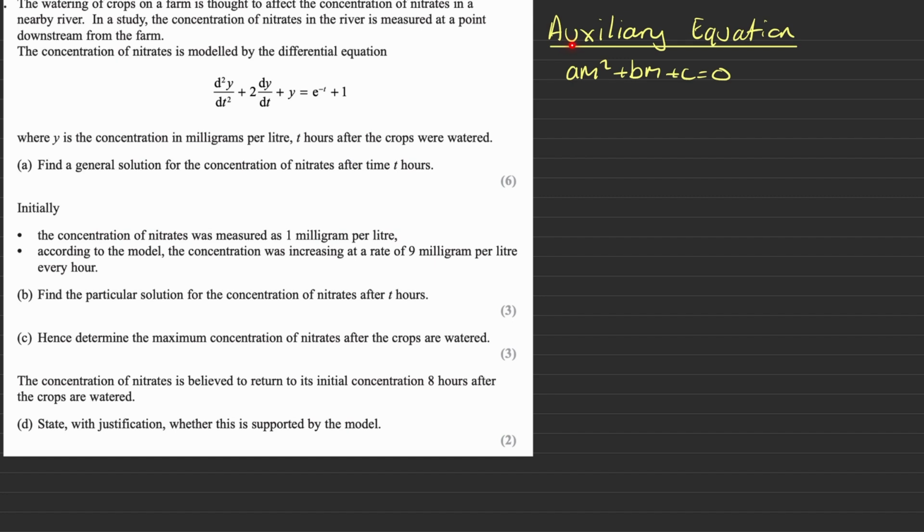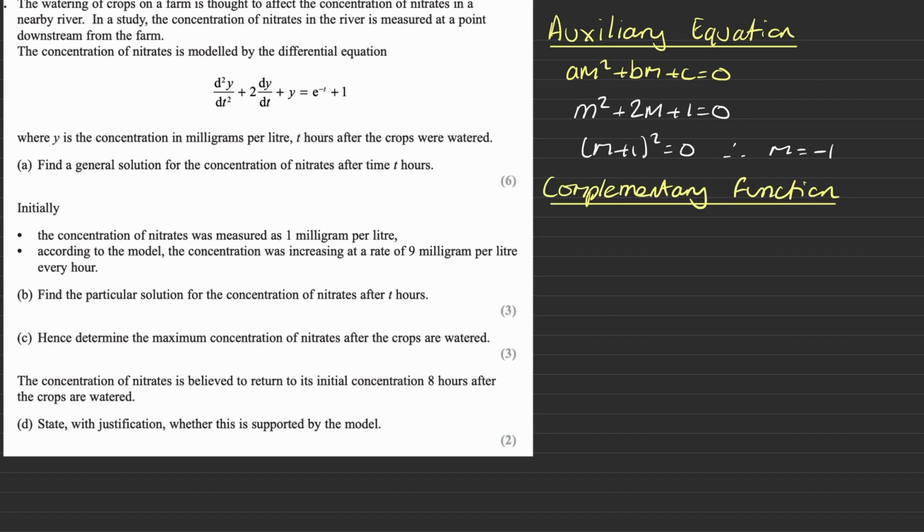So we need to find the auxiliary equation. You can see that the A term is 1, the B term is 2, and the C term is also 1. So we need to solve m squared plus 2m plus 1 equals 0. And this is (m plus 1) squared. So therefore the solution is m equals negative 1.